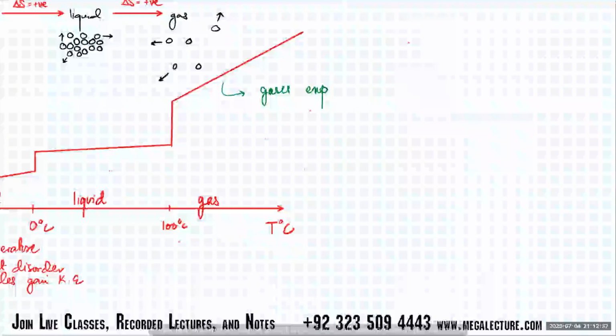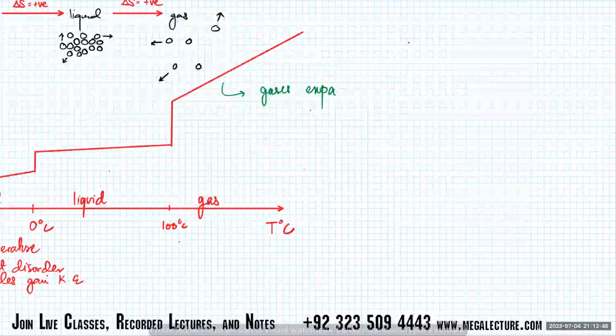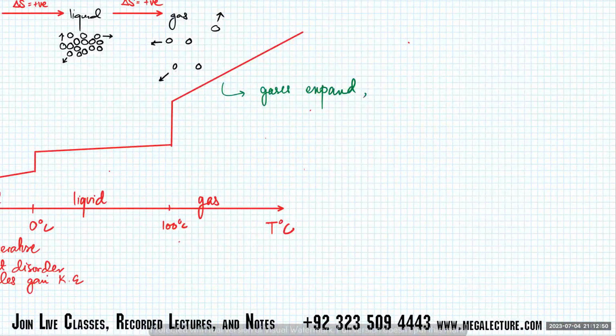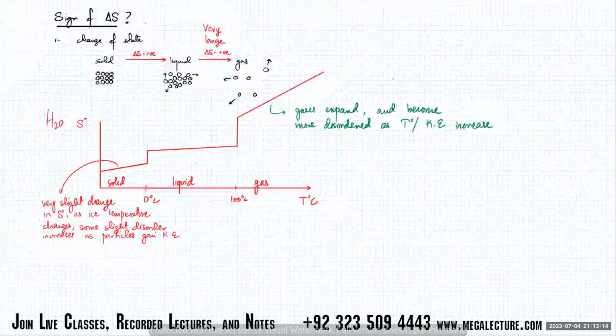I mean, liquid water at 10 centigrade, liquid water at 50, liquid water at 60, they all looked exactly the same because the particles were not able to break the intermolecular forces. But the thing with gases is they expand and become more disordered as temperature and kinetic energy increase. Is this clear?